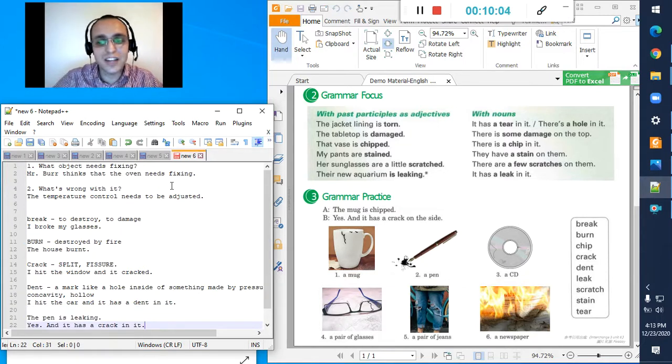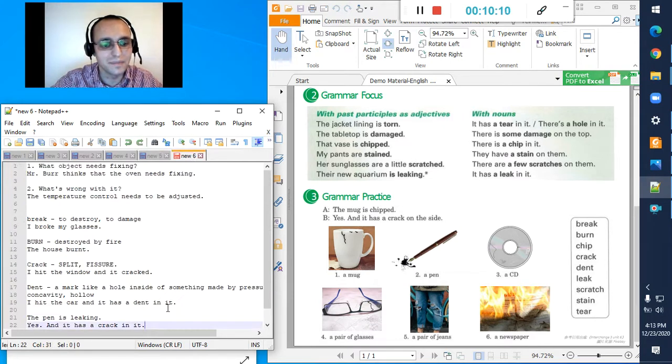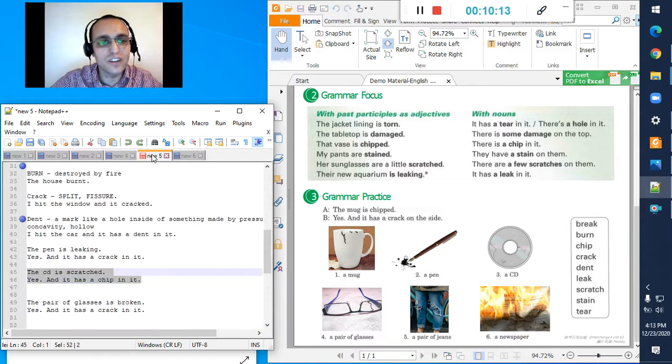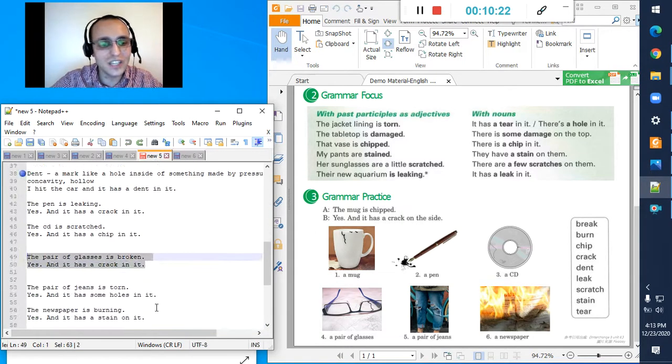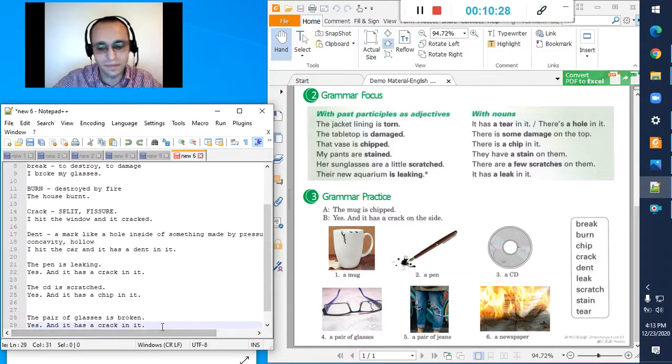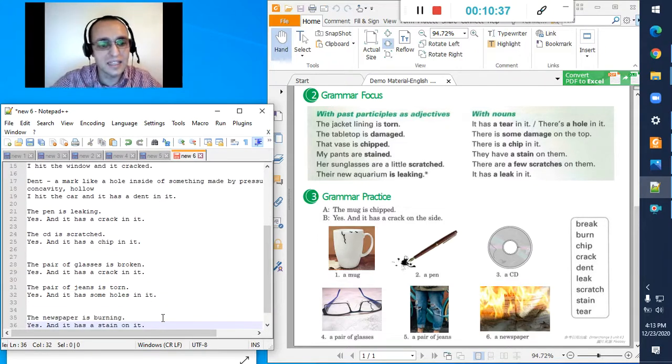The CD is scratched. Yes, and it has a chip in it. Very well. The pair of glasses is broken. Yes, and it has a crack in it. Great. Okay. The pair of jeans is torn. Yes, and it has some holes in it. Great. And the next one. The newspaper is burning. Yes, and it has a stain on it. Yes, great. Very well. Thank you very much. You made very good sentences. You gave very good answers.